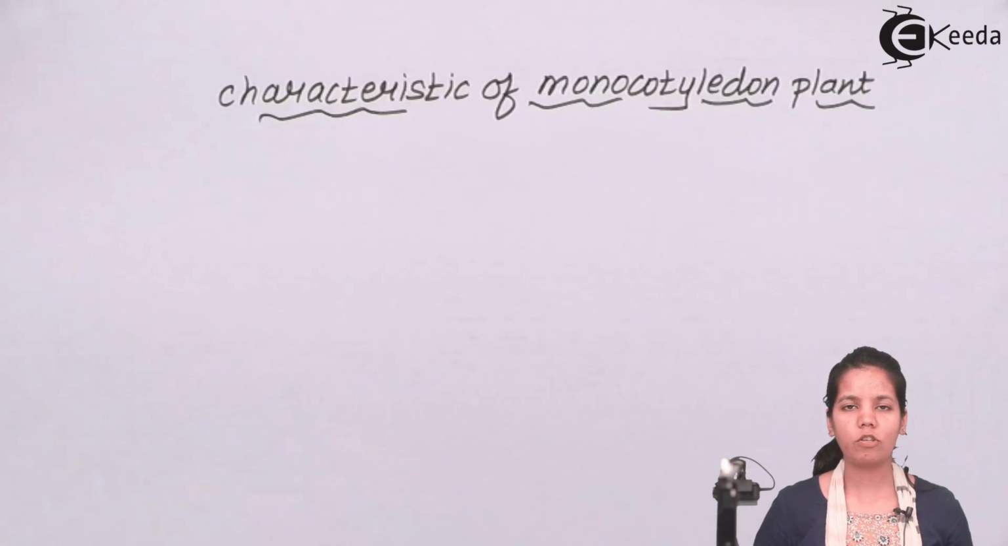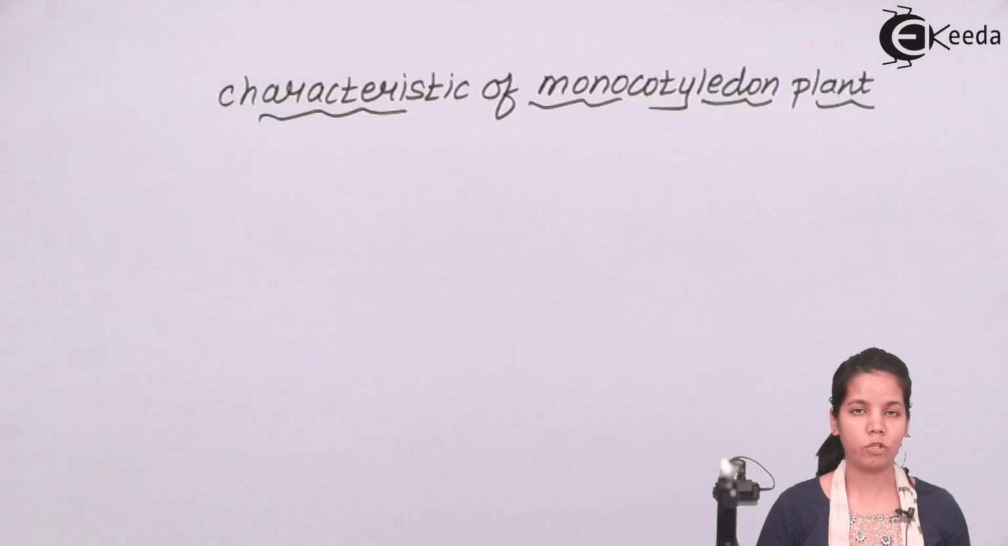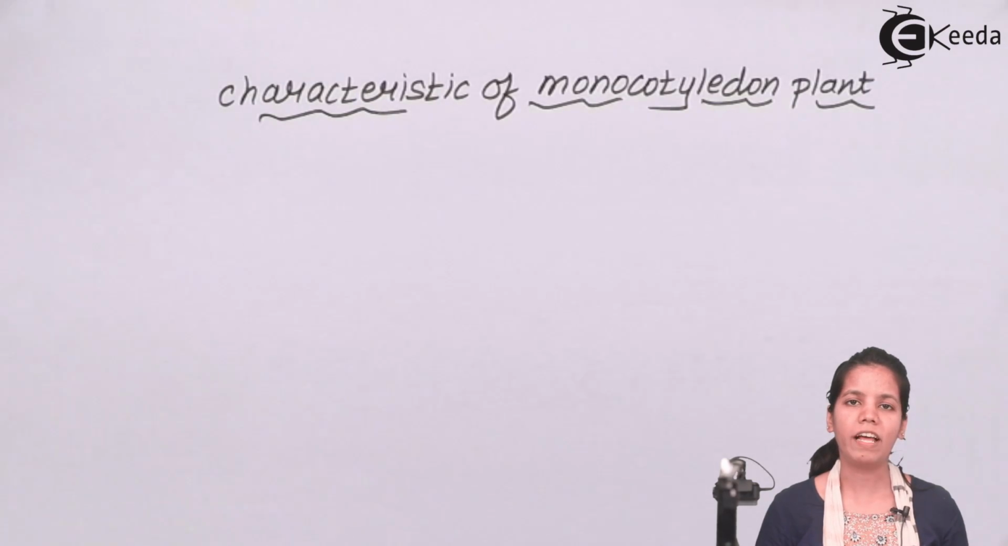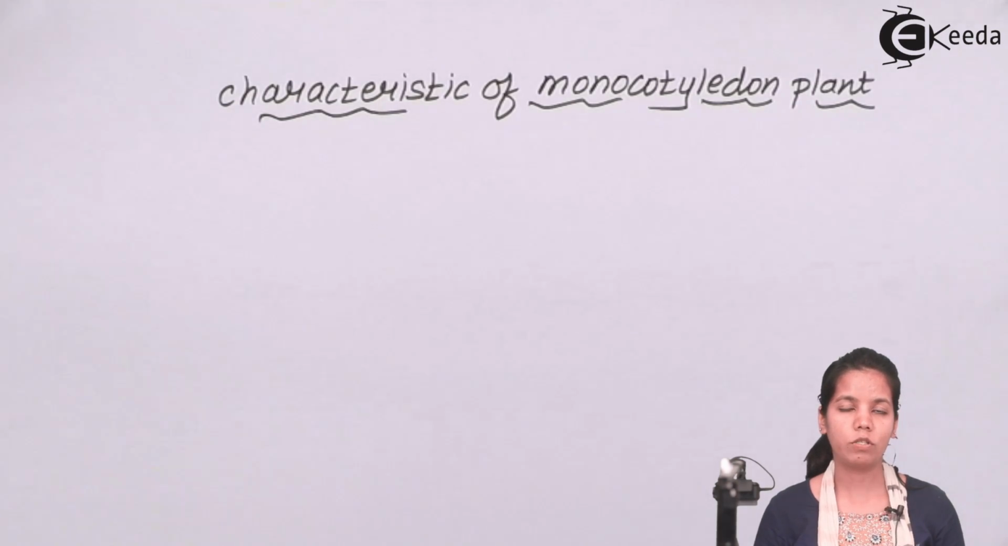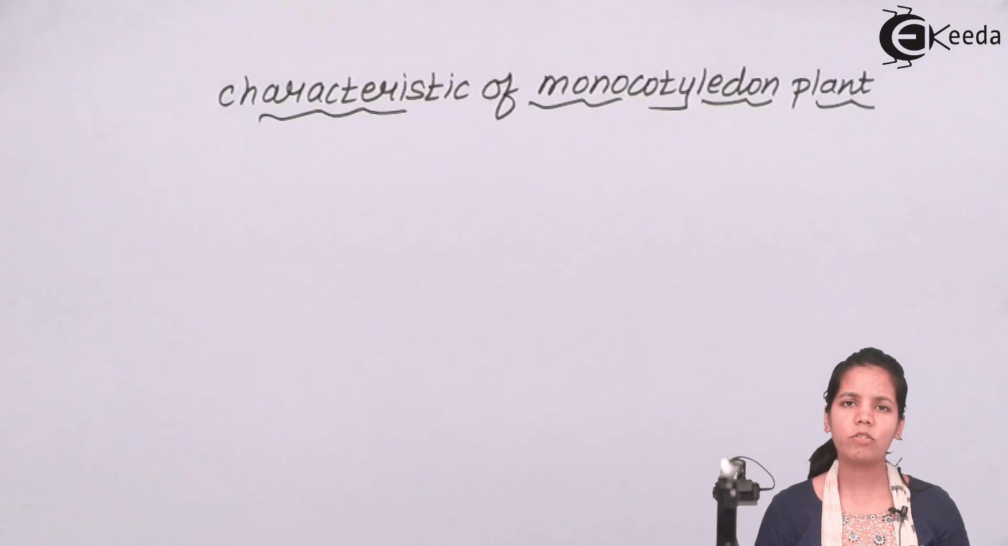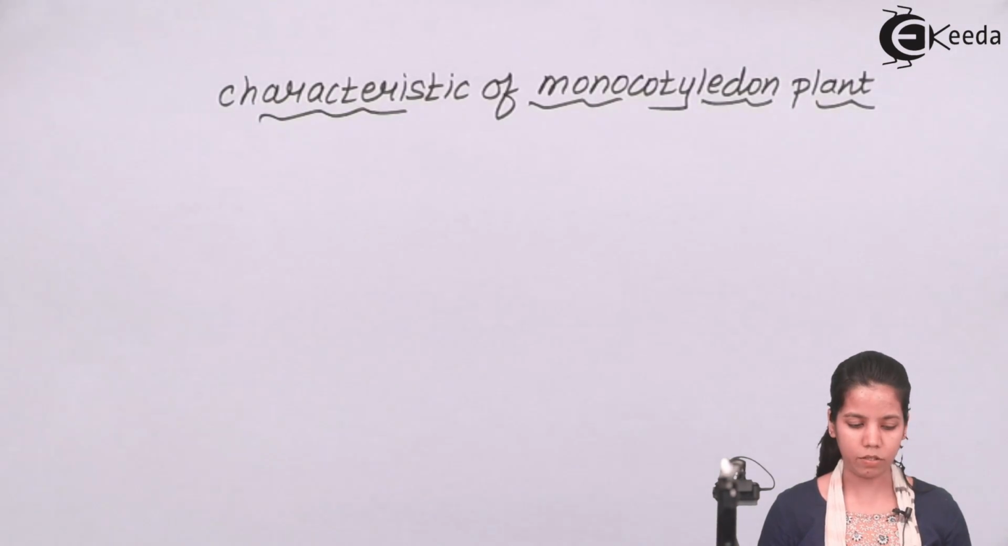Now they are just opposites of dicots. If dicots have reticulate venation, they have parallel venation. If dicots have taproot system, they will consist of adventitious root system or fibrous root system. That is, rice requires a lot of water for its growth, and the fibrous root system helps to absorb water from the deep layers of soil.